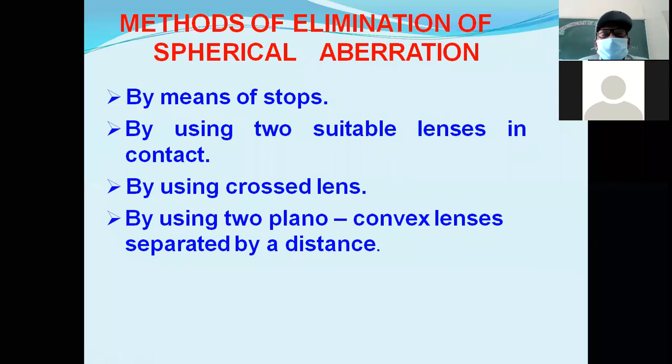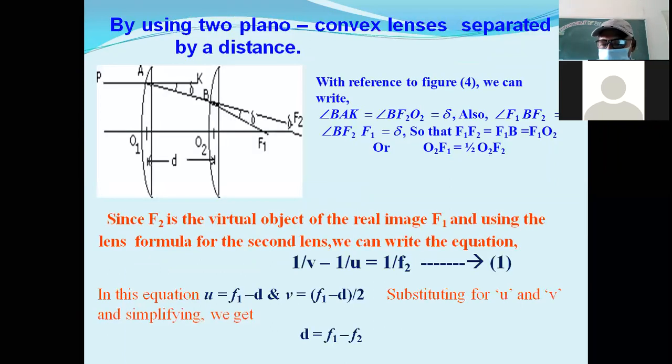See here, one of the methods is using stops. The second is using two suitable lenses in contact. The third is using a crossed lens. And the fourth is using two plano-convex lenses separated by a distance. There is a condition: what should be the distance between these two plano-convex lenses to reduce or eliminate the spherical aberration? So we will come to know all about them.